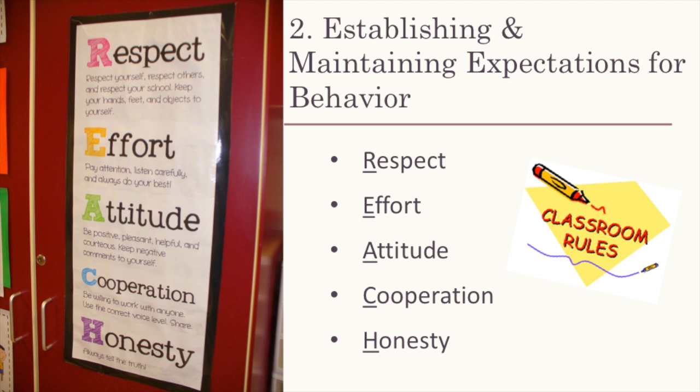To establish and maintain expectations for behavior, here are some examples: respect, effort, attitude, cooperation, and honesty. As Claire Weinstein says, before the first student enters the classroom, you need to think about your expectations for behavior. Not only do you need to decide on rules for students' general conduct, you also need to identify the behavior routines or procedures that you and your students will follow in specific situations. Rules and routines may vary class to class, but no class can function smoothly without them.